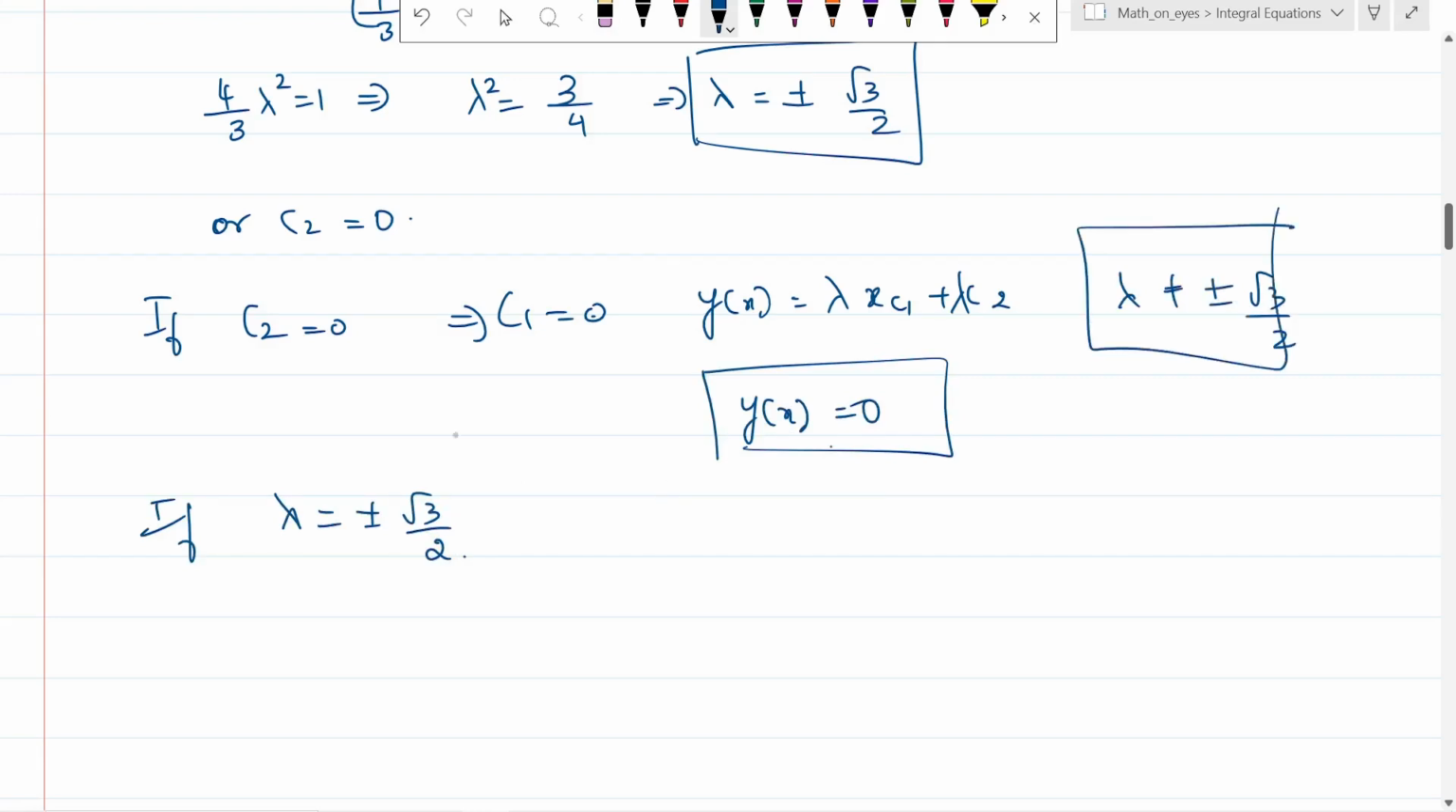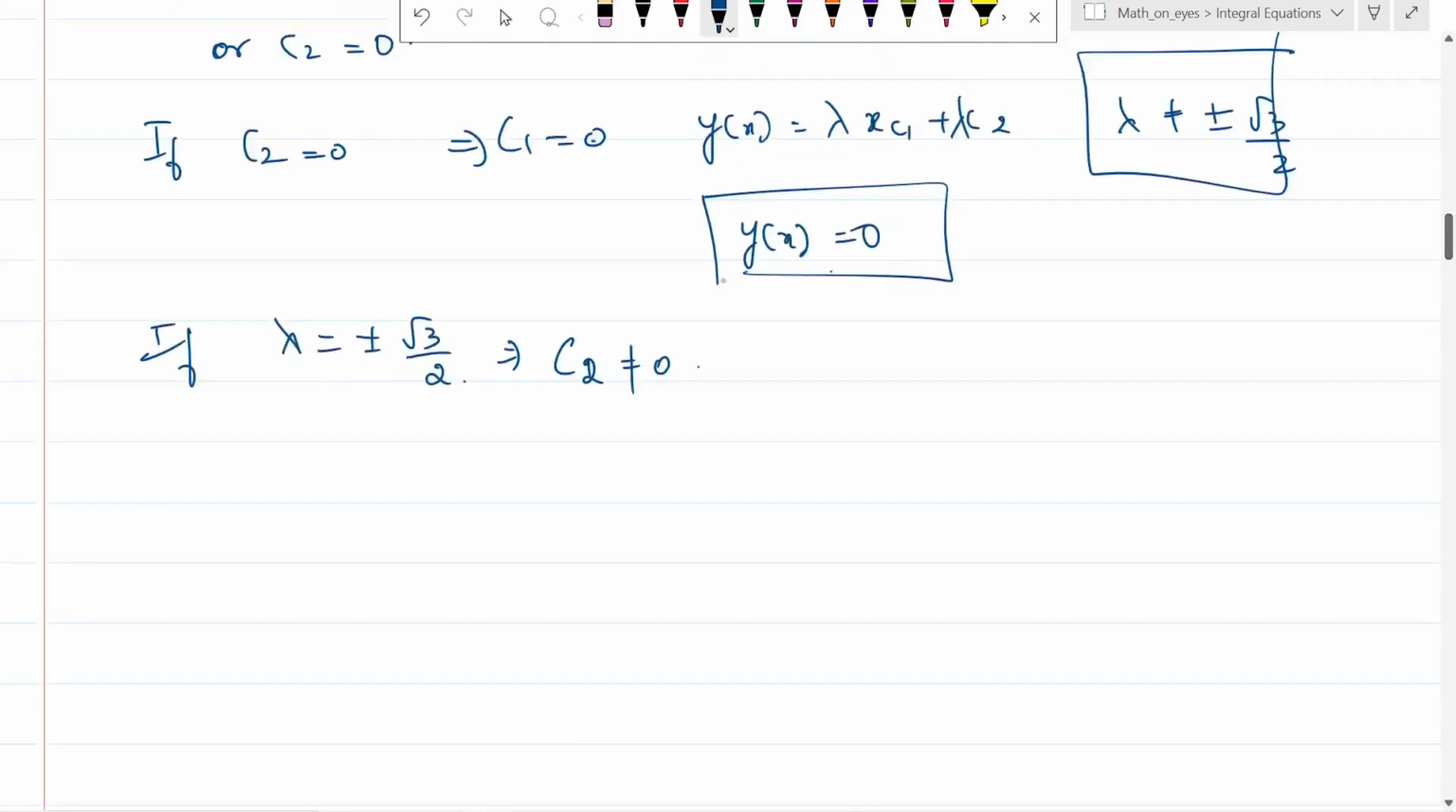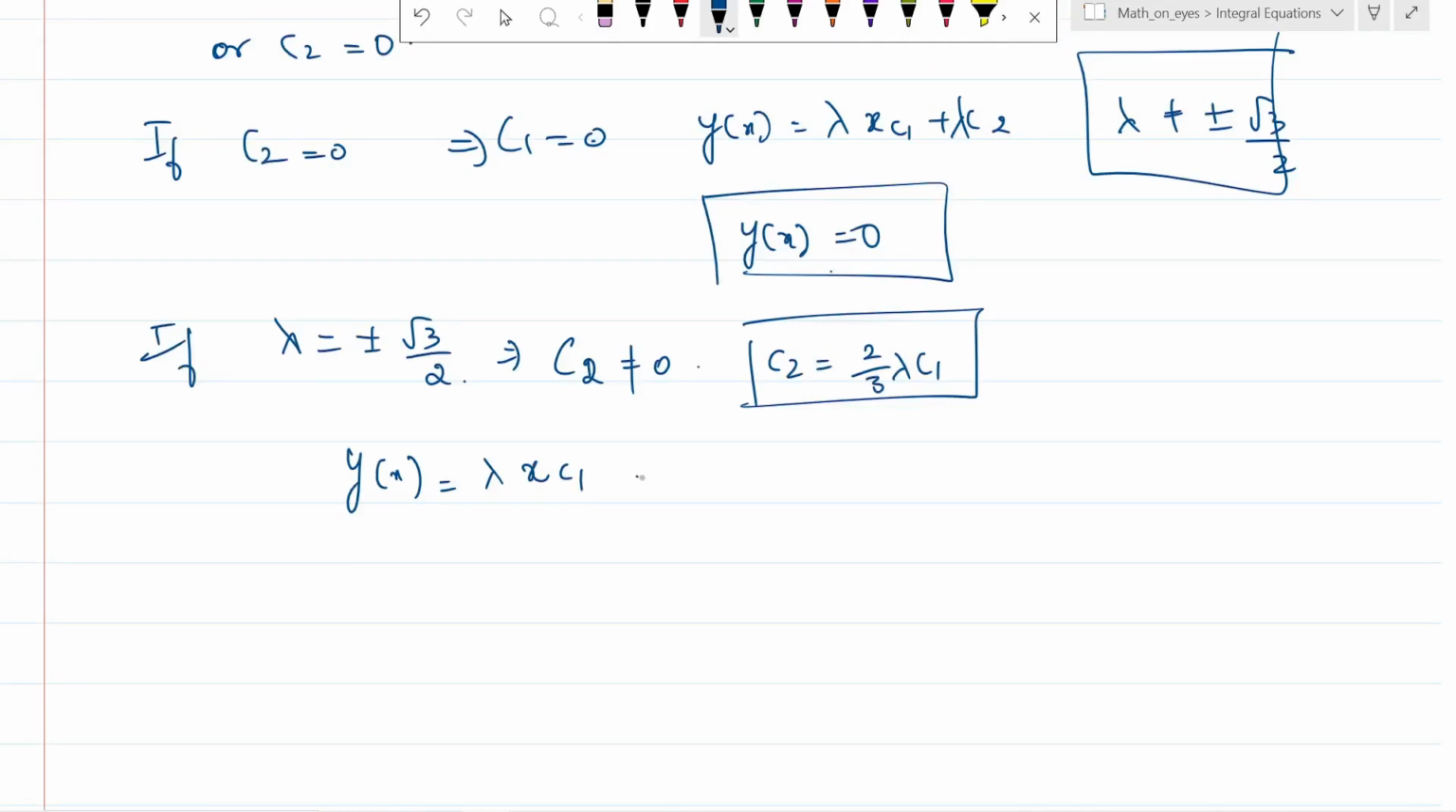And if lambda is equal to plus or minus root 3 by 2, that implies c1 and c2 are not equal to 0. So we have found c2 is not equal to 0, and lambda is equal to plus or minus root 3 by 2. If c2 is not equal to 0, what about the value of c2? c2 is actually equal to 2 by 3 lambda c1, right? So we find y of x is equal to lambda x c1 plus lambda c2. Instead of c2, we put 2 by 3 lambda c1. This is our solution. This is a non-trivial solution.